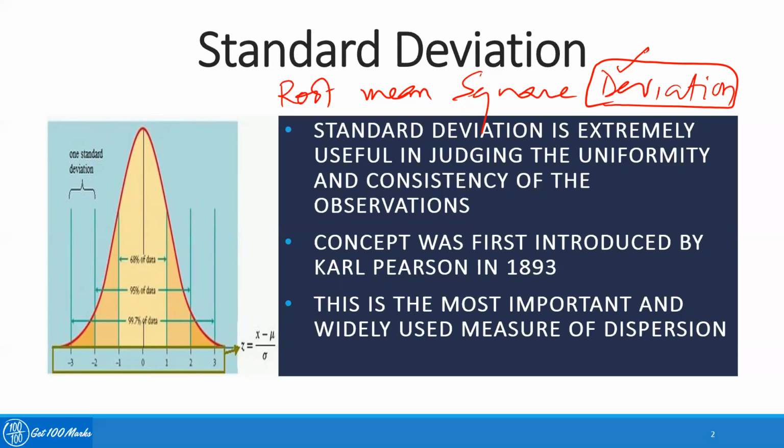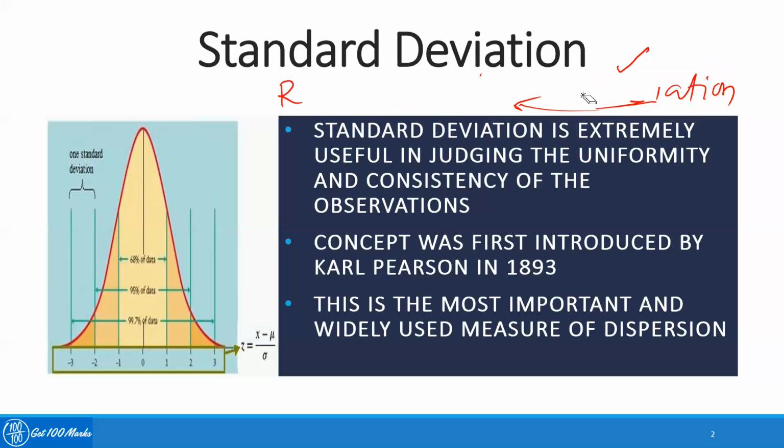Here, rather than taking the mod value, we square the deviation, and then we add and divide by the number of cases, which is nothing but the mean. So we take the mean of the squared deviations, and to have it in the same unit as the observations, we take the square root again, because we have done the squares. Therefore, the other name of standard deviation is root mean square deviation.